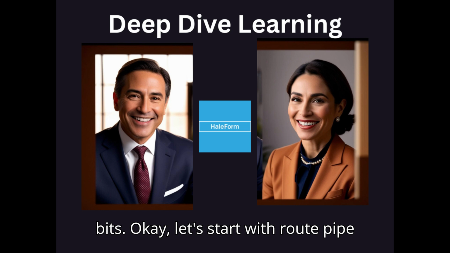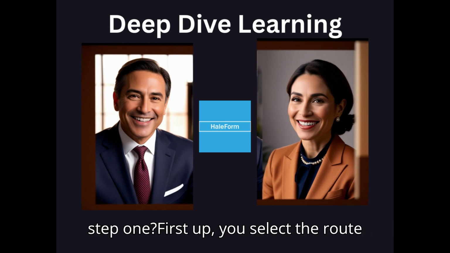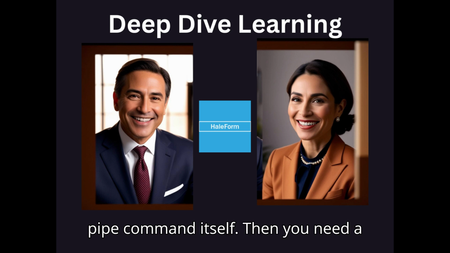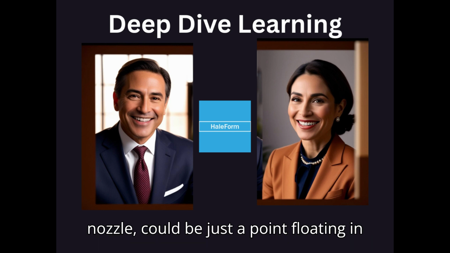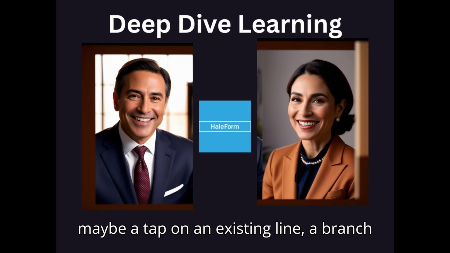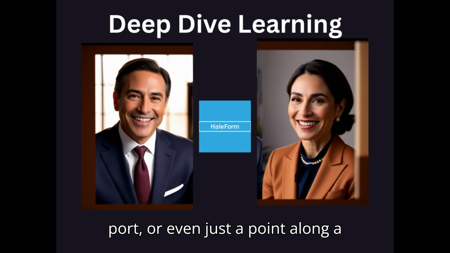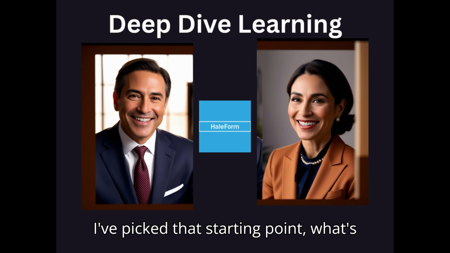Okay, let's start with route pipe then. Seems like the place to begin. If I'm starting a totally new run, what's step one? First up, you select the route pipe command itself. Then you need a starting point. Could be an equipment nozzle, could be just a point floating in space if you're starting from nothing. Or maybe a tap on an existing line, a branch port, or even just a point along a straight piece you already have.